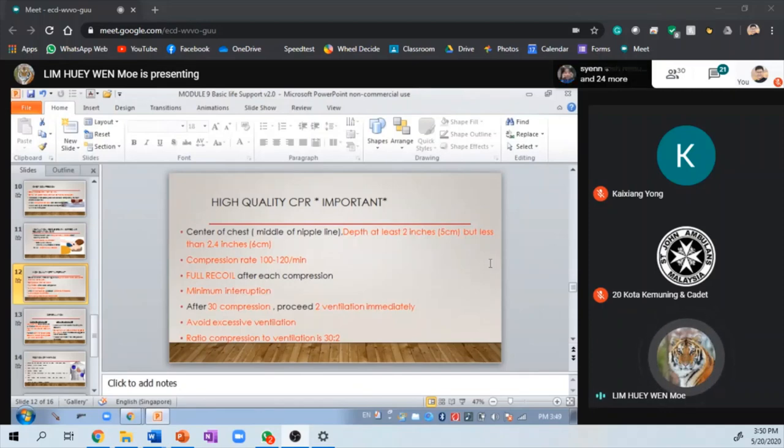Full recoil after each compression. Minimum interruption. After 30 compressions, you must proceed to ventilation immediately. You must avoid excessive ventilation. And then the ratio of compression to ventilation is 30 to 2. You don't mix it up. Okay.